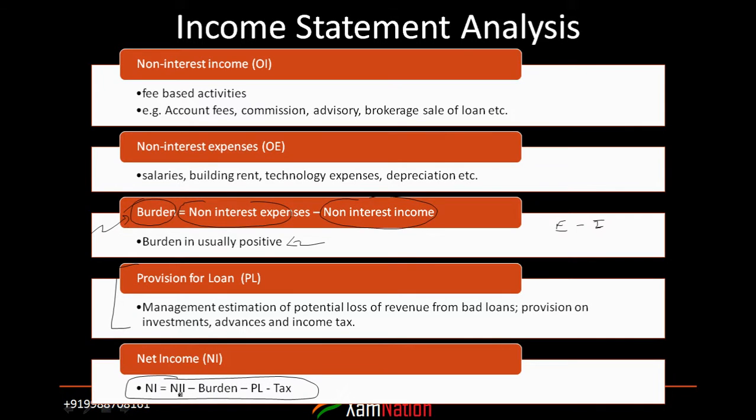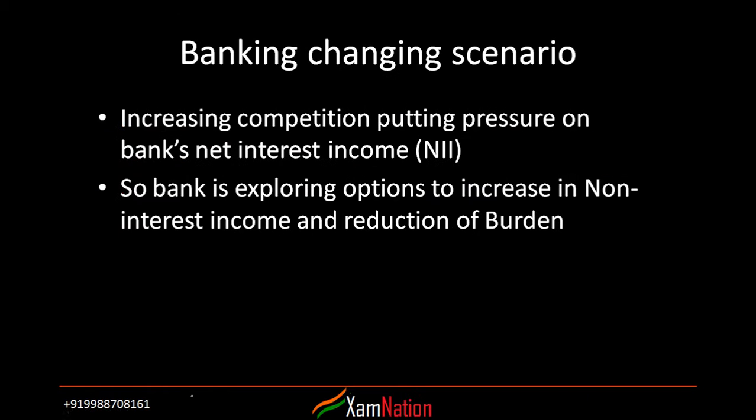Your net interest income is interest income minus interest expenses. Okay, and your burden has a minus sign. So burden is nothing but other expenses minus other income, and with the minus sign, minus minus will become plus, so it becomes plus other income, minus other expenses, minus provisions, minus tax. So interest income plus other income gives you the total income, and all the others, interest expenses, other expenses, provisions for loans, tax, are expenses. So it's another way to write the net income, in terms of net interest income and burden. Now let's proceed further.